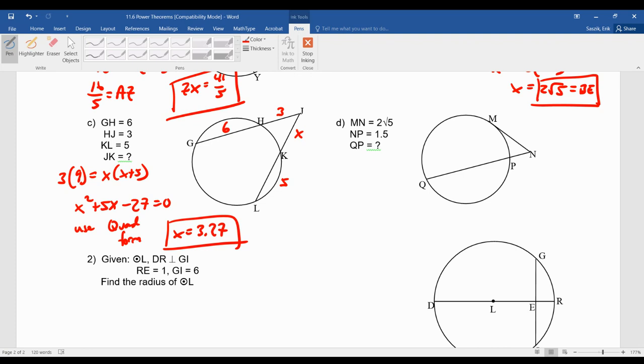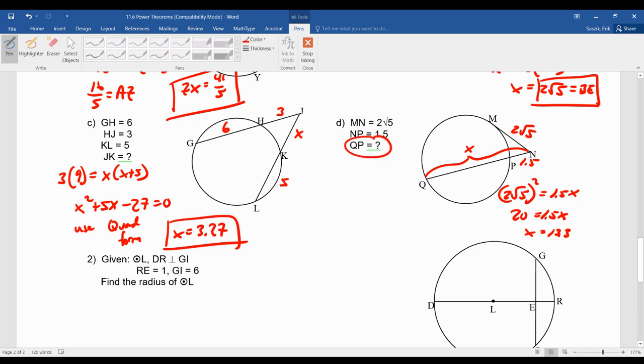And last one from the top, we got 2√5. We got this external part. We're asked to find QP. So I'm going to do tangent part squared equals external part. And you know what I'm going to do, I'm going to call this whole thing X. I think that's probably smart. So if I do a little division, I get X equals 13.3. Now remember, that's the whole thing. We're asked for QP, so we have to subtract out 1.5. And you should get QP to be 11.83 then.